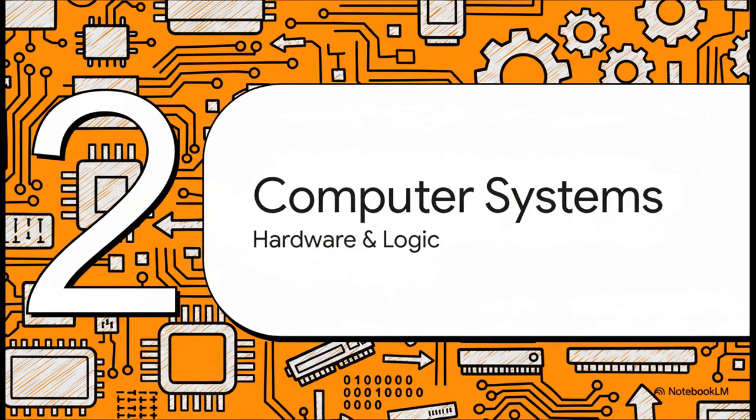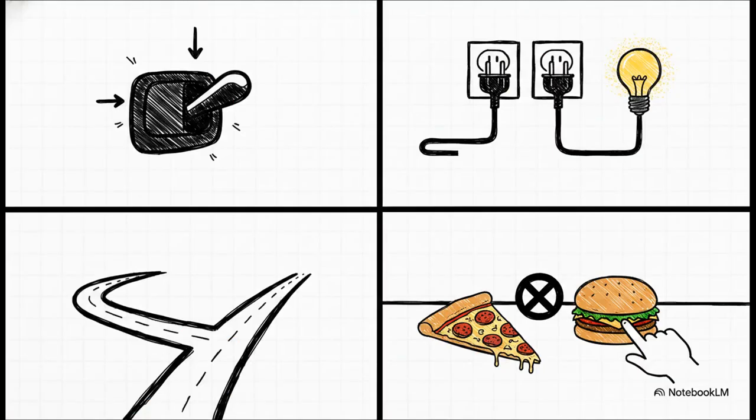Moving on to Section 2, Computer Systems, Hardware, and Logic. All right, there are 4 Boolean operators that make up the logic gates inside a processor. NOT is easy, it just flips the input. AND means both inputs absolutely must be true. OR means either one can be true, but you really need to pay attention to XOR.